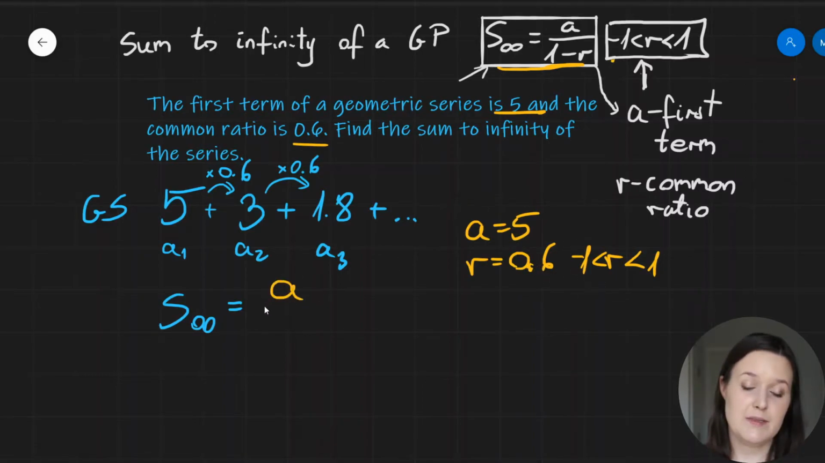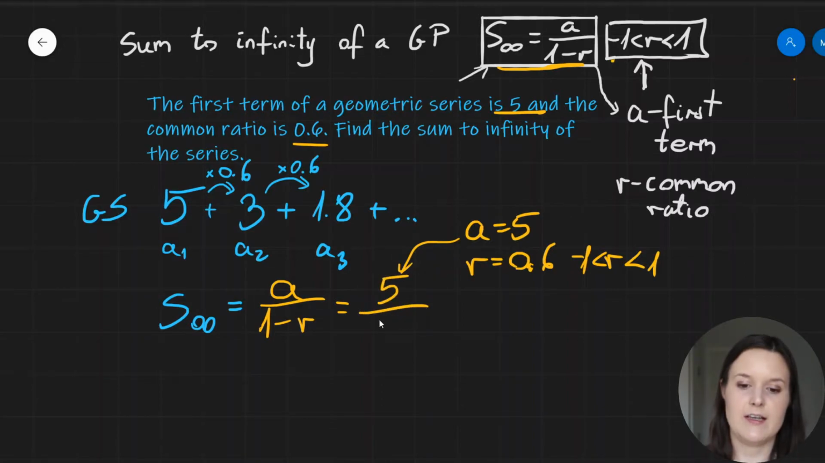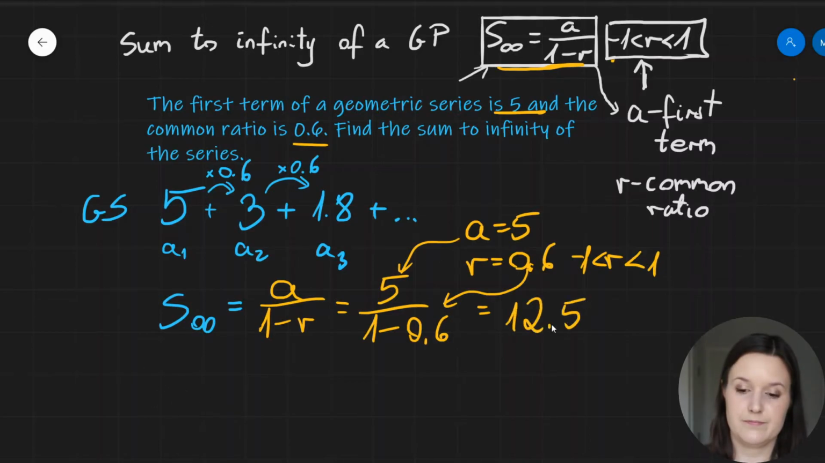And the formula is simply that the sum to infinity, if the ratio is okay, is a over 1 minus r. So I substitute: a is 5, that's the first term that was given. The ratio is 0.6, and that will be the sum to infinity. 5 divided by 0.4. 5 divided by 0.4 is 12 and a half. And that's it.